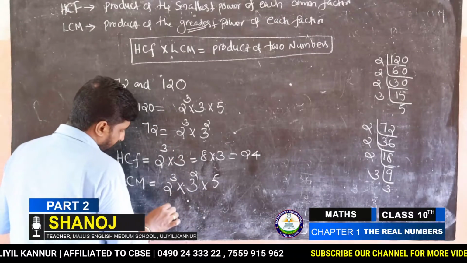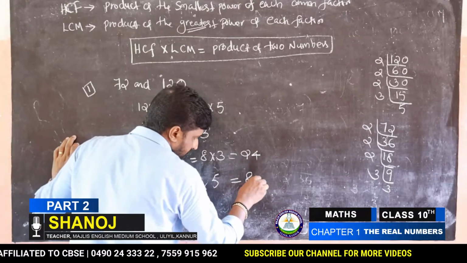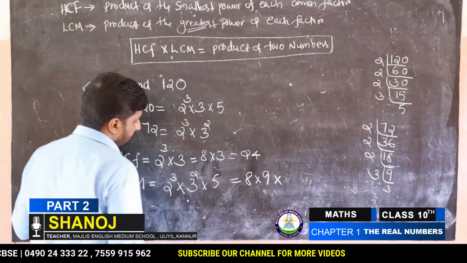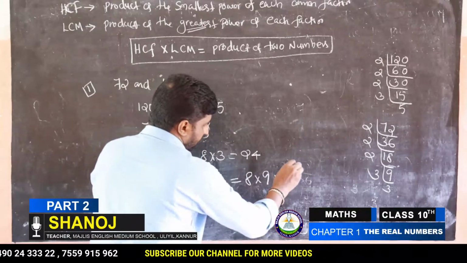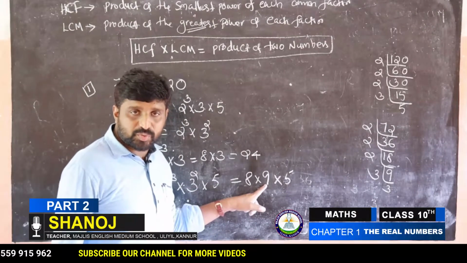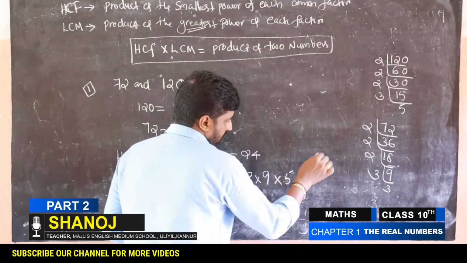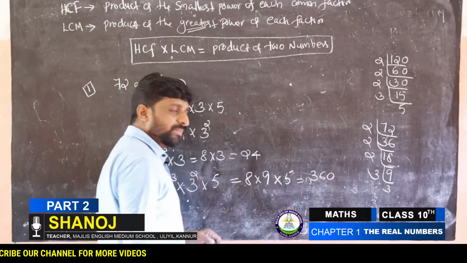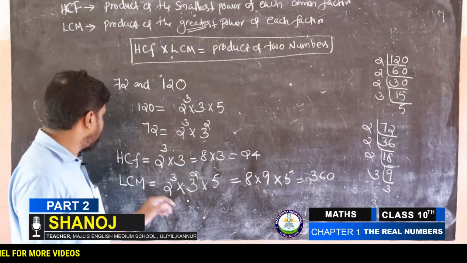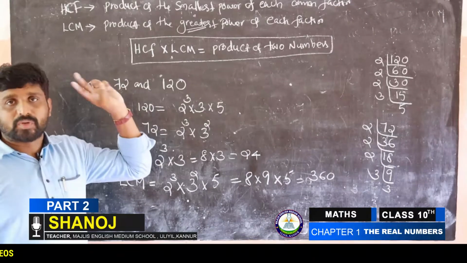Now we can multiply. That is 2 cube is 8, 3 square is 9, into 5. Now 8 into 9 is 72, 72 into 5 is 360. We got the answer 360. Now we have found the HCF and LCM of these two numbers.